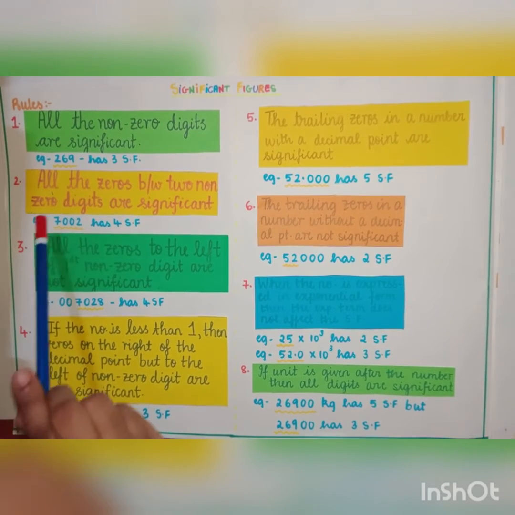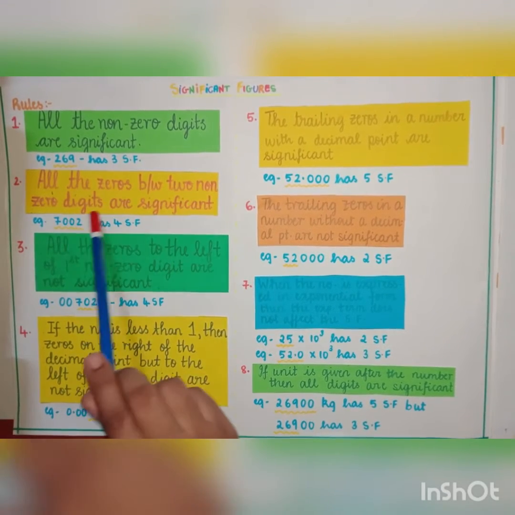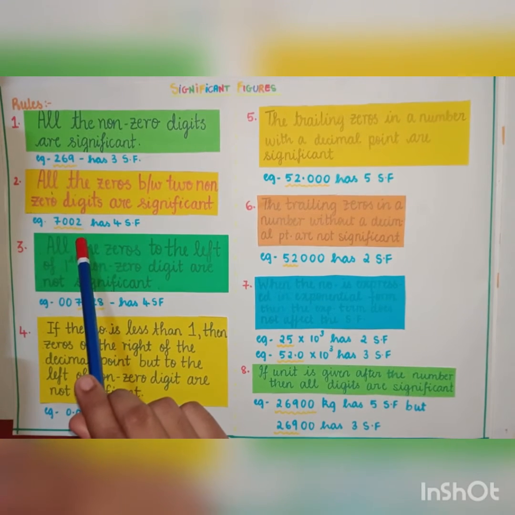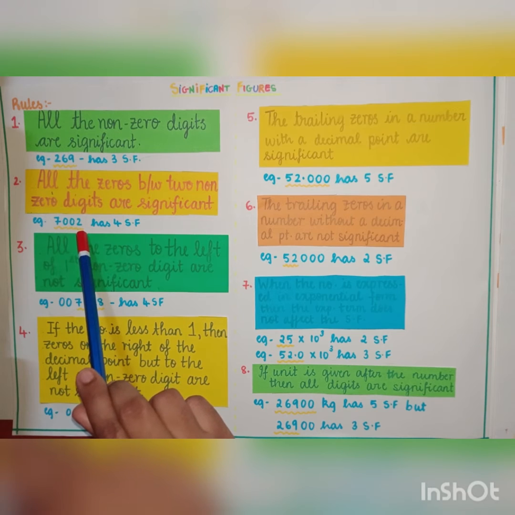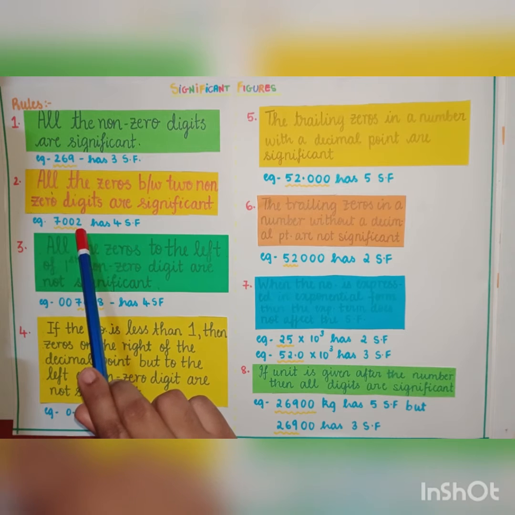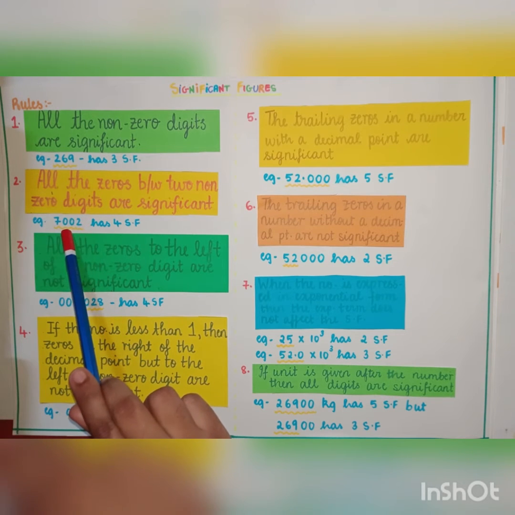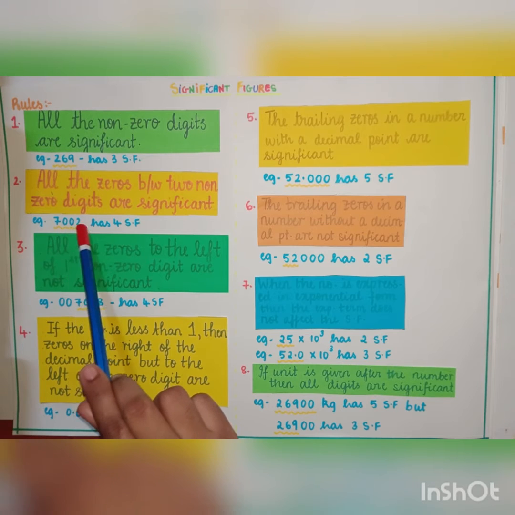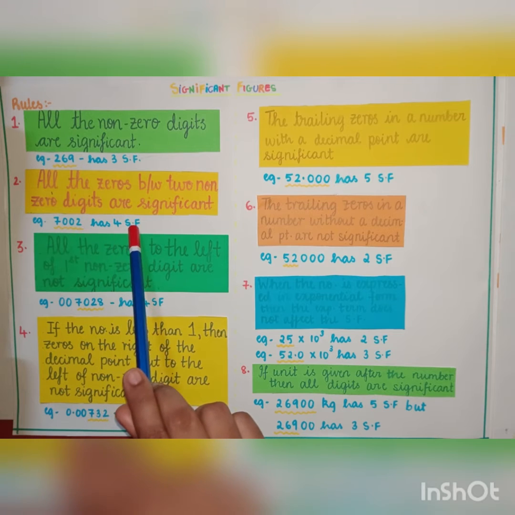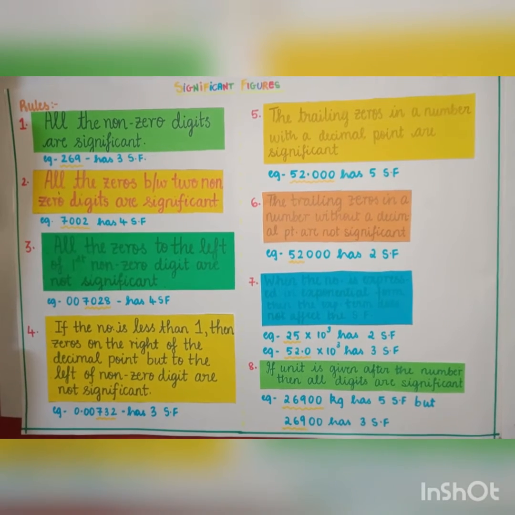It says that all the zeros between two non-zero digits are significant. As you can see in the example that we've taken, the number is 7002. We already know from rule number 1 that 7 and 2 are non-zero, therefore they are significant. Now the two zeros that we have in our example come between two non-zero digits, therefore they will also be counted as significant figures. Therefore overall this number will have 4 significant figures. I hope you are all clear with rule number 2. So I will now move on to rule number 3.